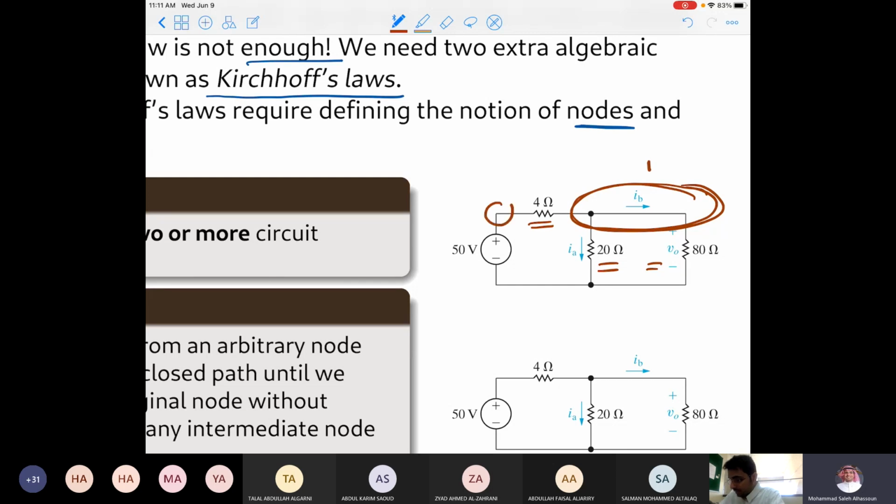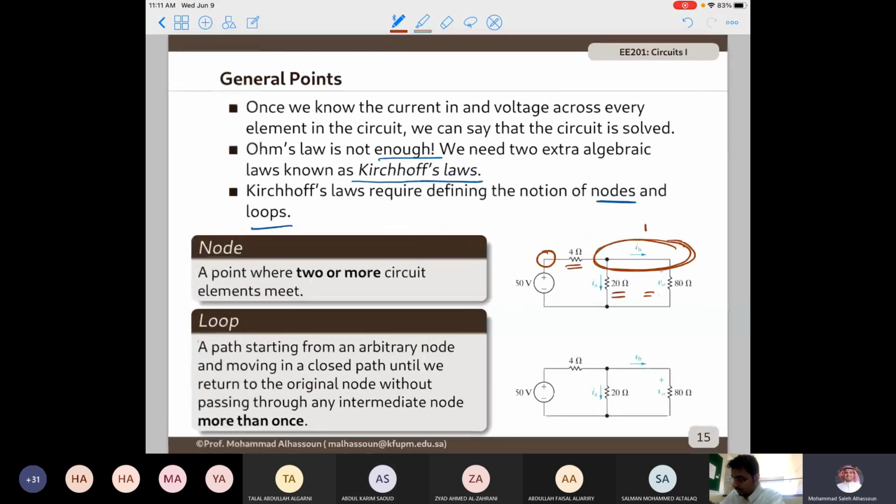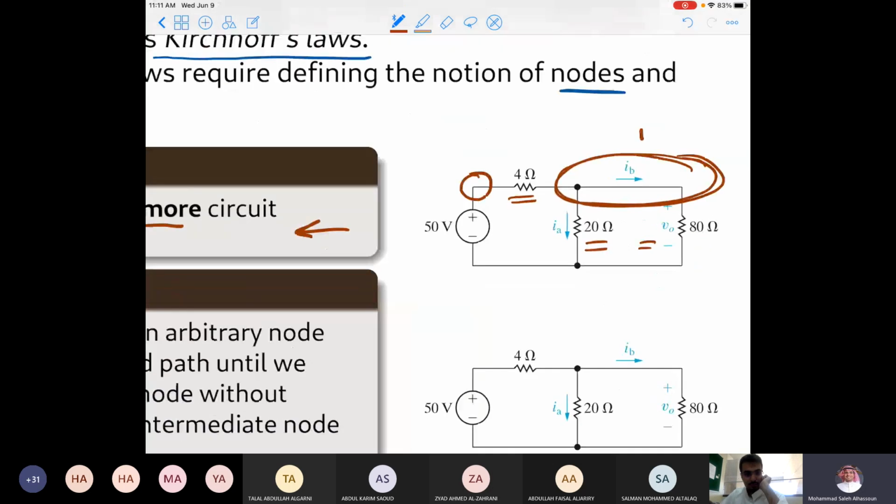What about this one? Is it a node, according to our definition? Yes, because two or more circuit elements, so any two circuit elements should be connected by a node. So this is the second node, because this is the point where the 50 volt source and the 4 ohm resistance are connected. Finally, this is also a node, because this is the point where the 50 volt, the 20 ohm, and the 80 ohm resistance are connected.